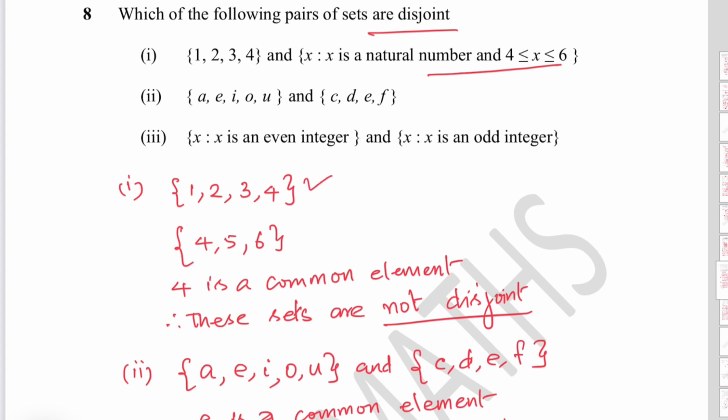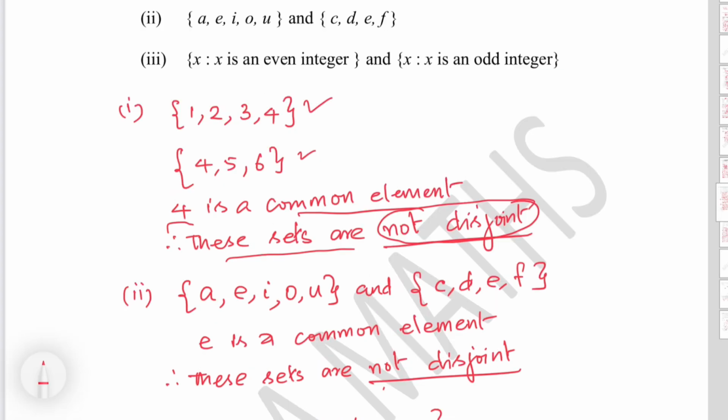The first set is 1, 2, 3, 4. The second set is the natural numbers lying between 4 and 6, both 4 and 6 included. So 4, 5, 6. There is a common element: 4 is a common element. Therefore, these two sets are not disjoint. They have a common element.